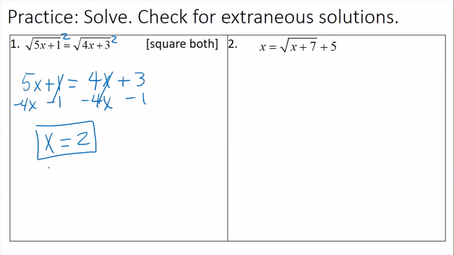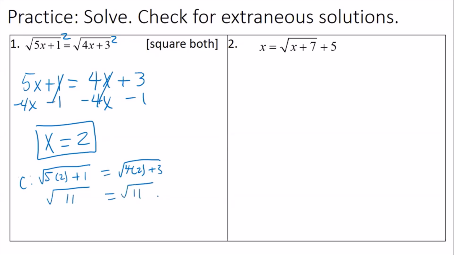Okay. And I'm going to check that it works. So I'm going to plug it back into the original. And I have 5 times 2 plus 1 equals 4 times 2 plus 3. That gives me 10 plus 1 is 11. 8 plus 3 is 11. Oh my gosh, it checked out. It works perfect. How do we feel?